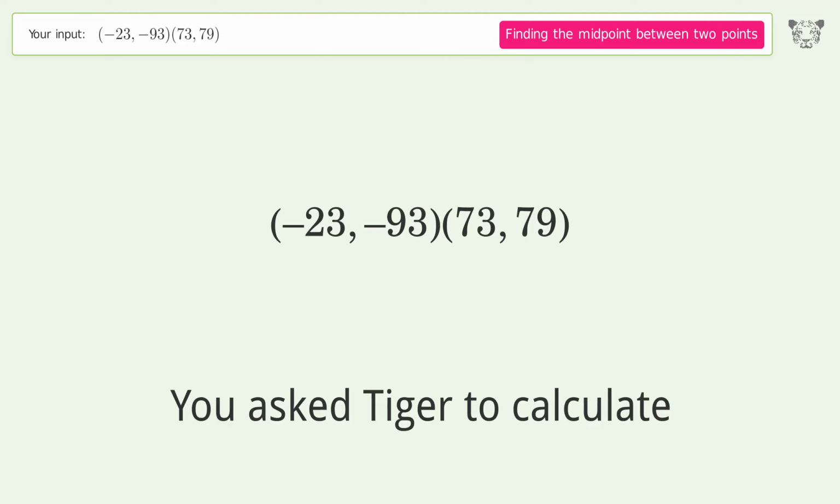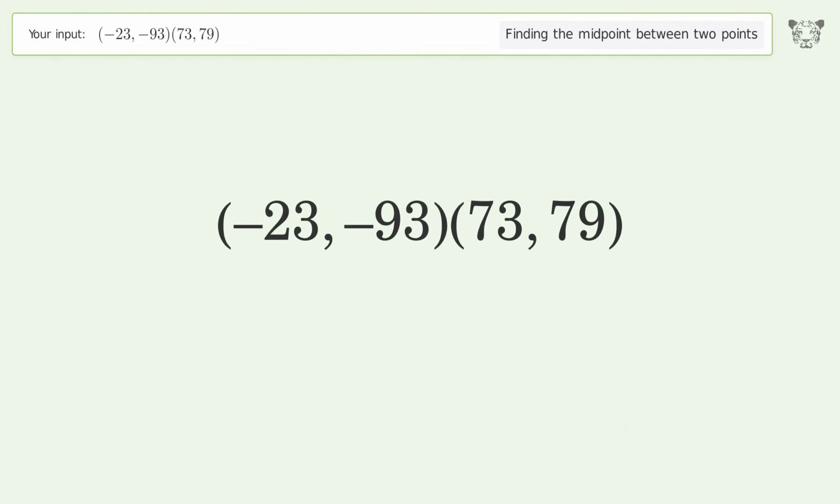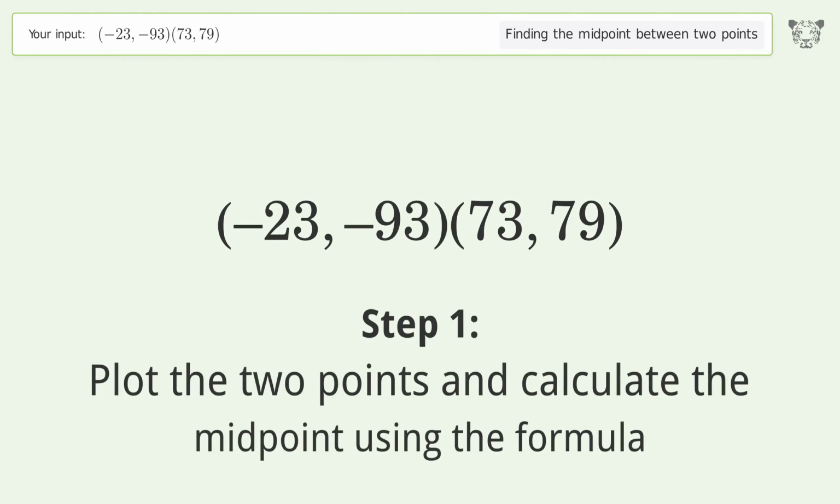You ask Tiger to calculate. This deals with finding the midpoint between 2 points. The midpoint between the 2 points is 25, -7. Let's solve it step by step. Plot the 2 points and calculate the midpoint using the formula.